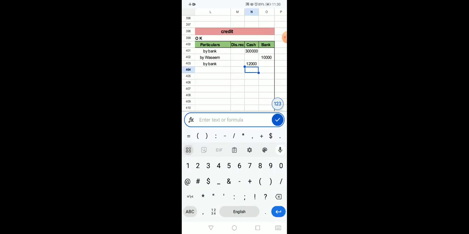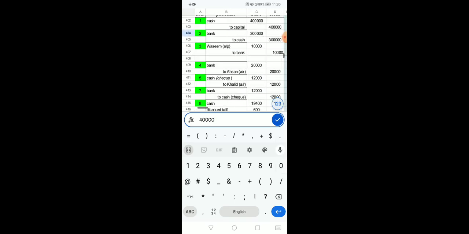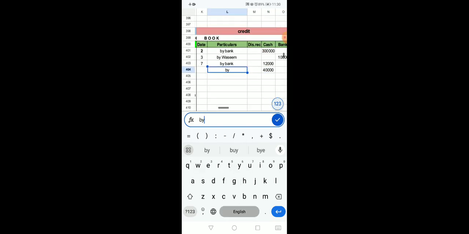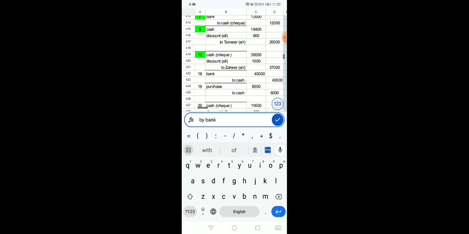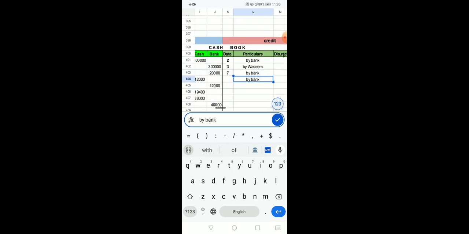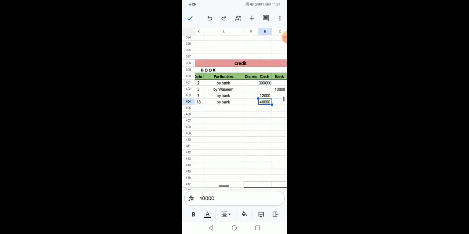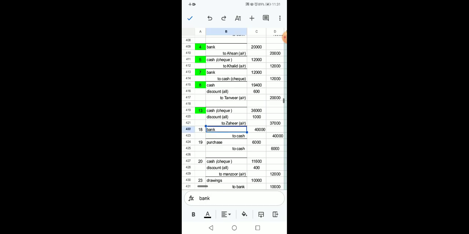Second step is to see cash. Cash is credited with 40,000. We will go to the credit side of the cash and we will write 40,000 over here. What was the reference for cash? That is bank. Opposite side bank is written, so you will write by bank over here. And what was the date? It was 18, so you will mention date 18 here. The 18th date had 2 entries. Bank was debit, cash was credit, and both entries have been posted. Step by step, it means entry number 18 has been completed. Mark it as done.